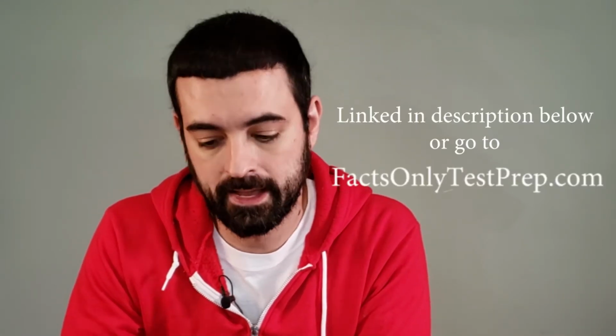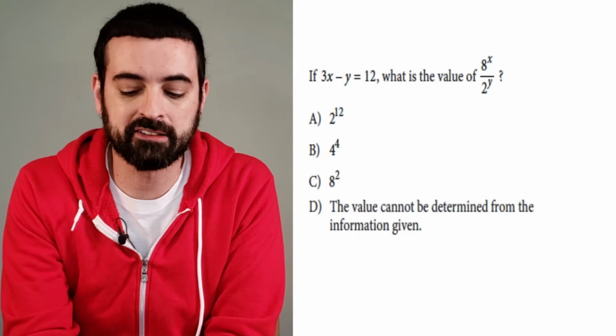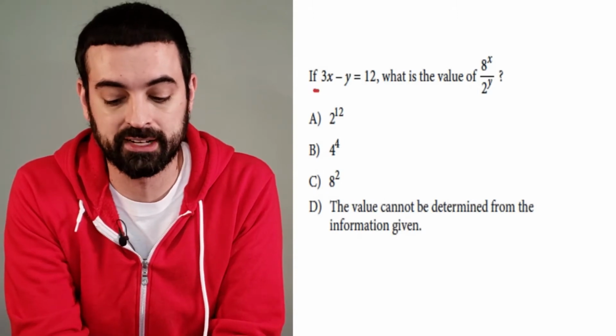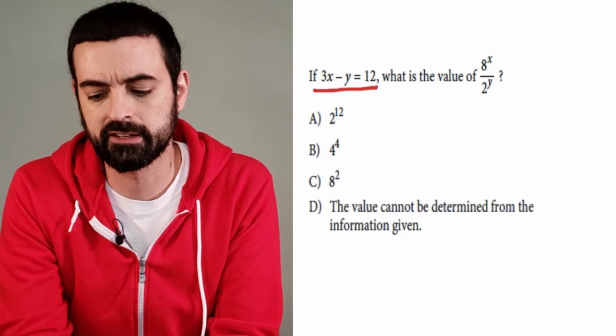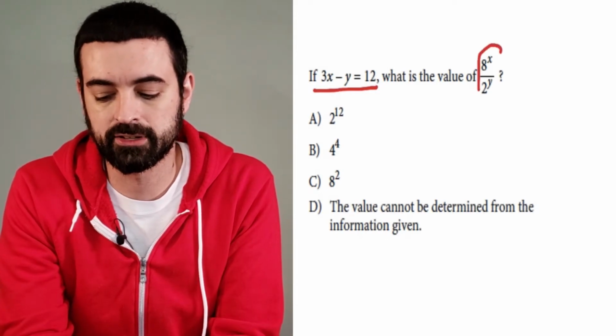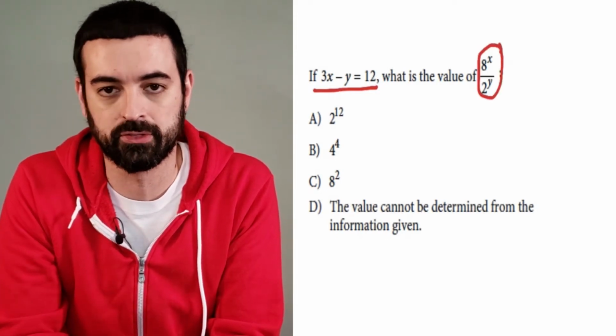Here is one more difficult question. Statistically, this is the toughest of the 3. This is Test 1, Section 3, Question 14. Pause the video, take a moment to grab that. And here we go. 3x minus y equals 12. We're just going to leave that alone for a minute because where our eyes should go is to where we see 8 to the x over 2 to the y.